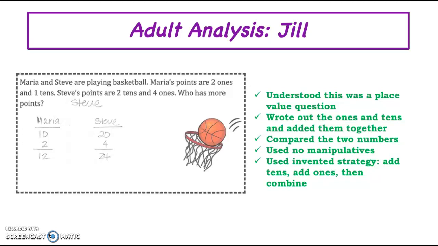And she separated Maria and Steve's points, and she actually used an invented strategy for addition, which was to add the 10s, add the 1s, and then combine. So she added Maria's points, which were 2 1s, which is 2, and 1 10s, which is 10, and she added them to get 12. However, she did not use any manipulatives, and she did not write the addition sign, so some of it was mental math.